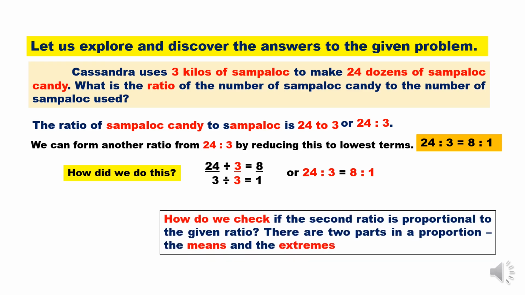How do we check if the second ratio is proportional to the given ratio? There are two parts in the proportion, the means and the extremes. 24 to 3 equals 8 to 1. Multiply 24 and 1, those are the extremes. And 3 times 8, those are the means.